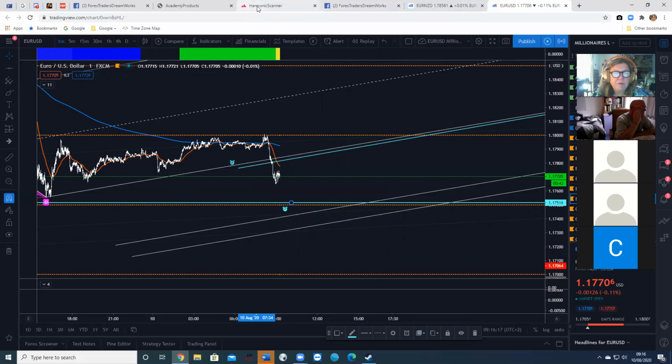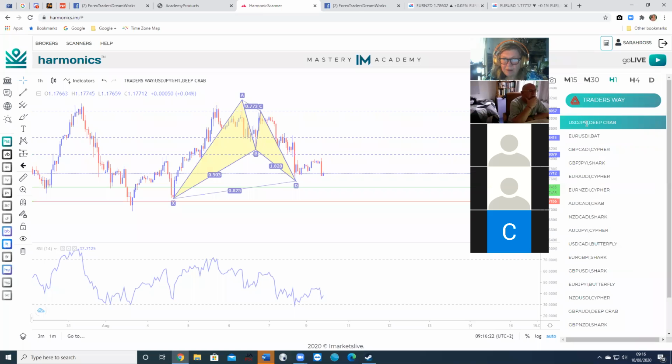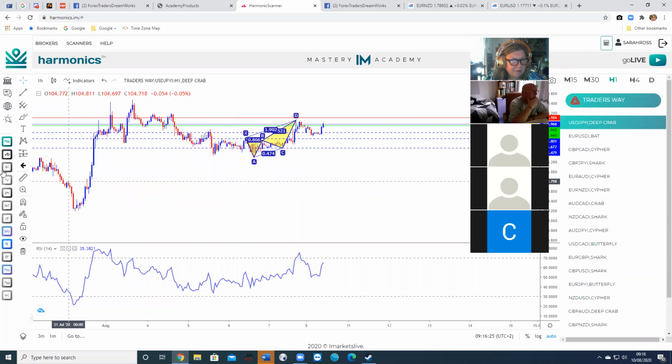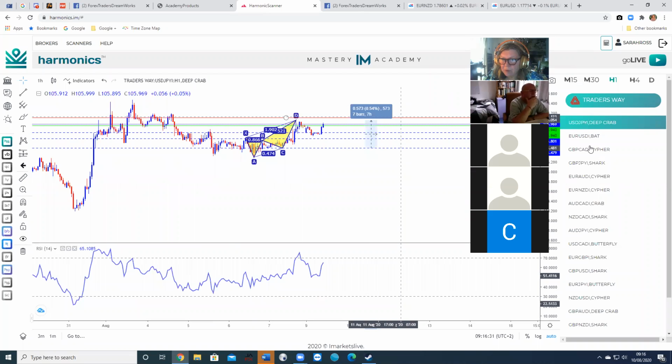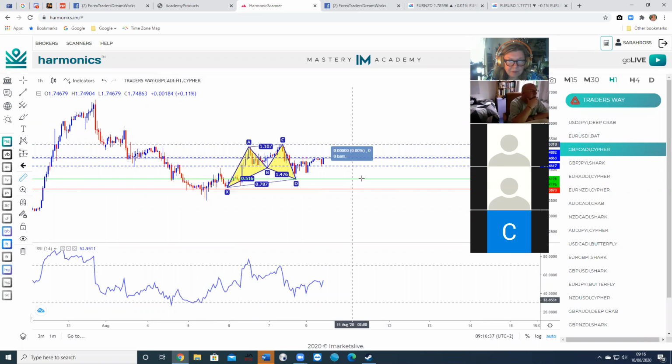Let's see what else. If we've got anything new on the scanner that I need to pay attention to. We've got a USD JPY. $57, that's too small. GBP CAD. 111, and that was from the 7th of August, so we must have that one. GCAD. I'll have a look at that in a minute.